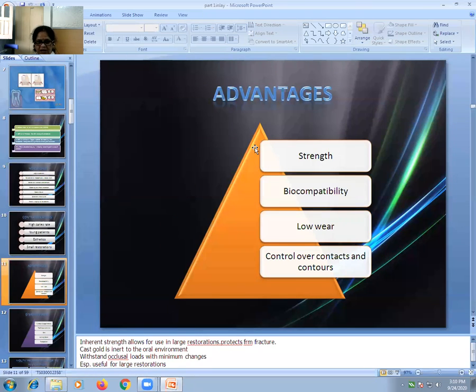So what is the advantage of this inlay? It has good strength, as I told, because the metal has good compressive strength, so it will preserve the tooth structure, and the longevity of the tooth is increased because of the strength of this material. The biocompatibility of this material is more. It has low wear, and it has control over the contacts and contour. So these are the advantages of this type of restoration.